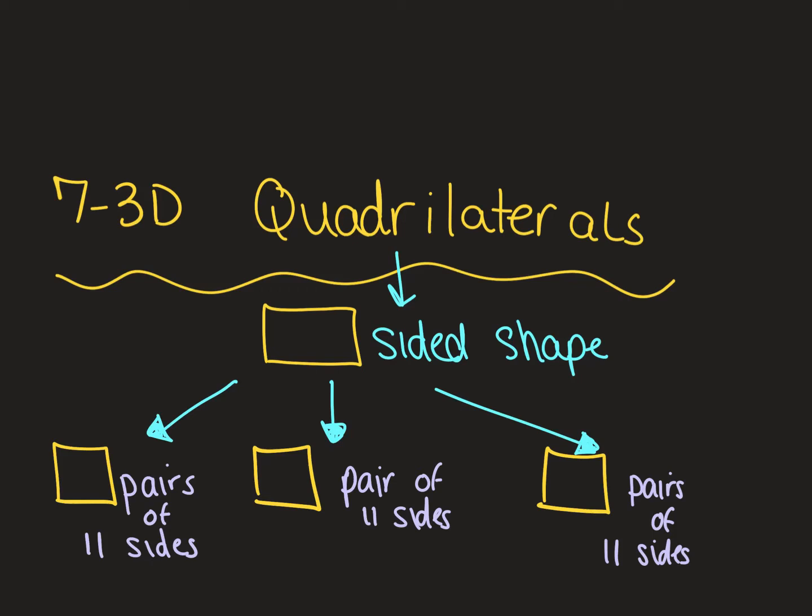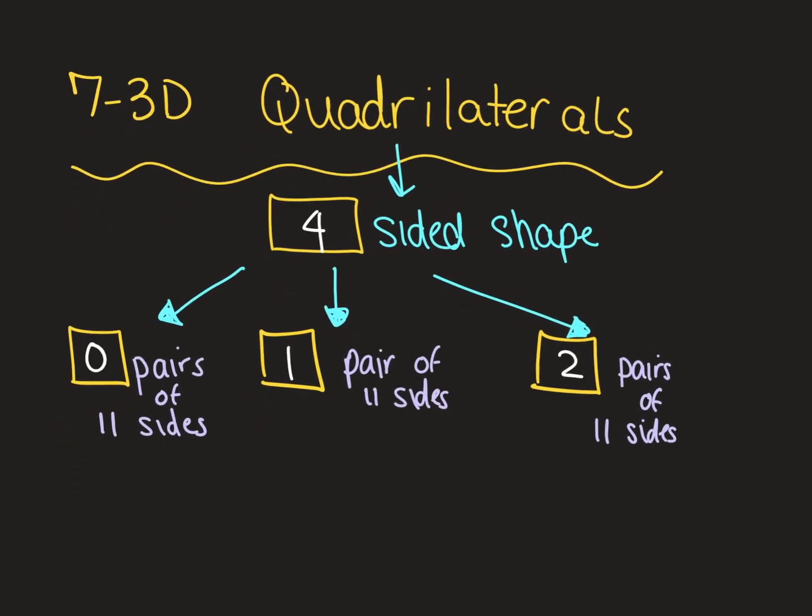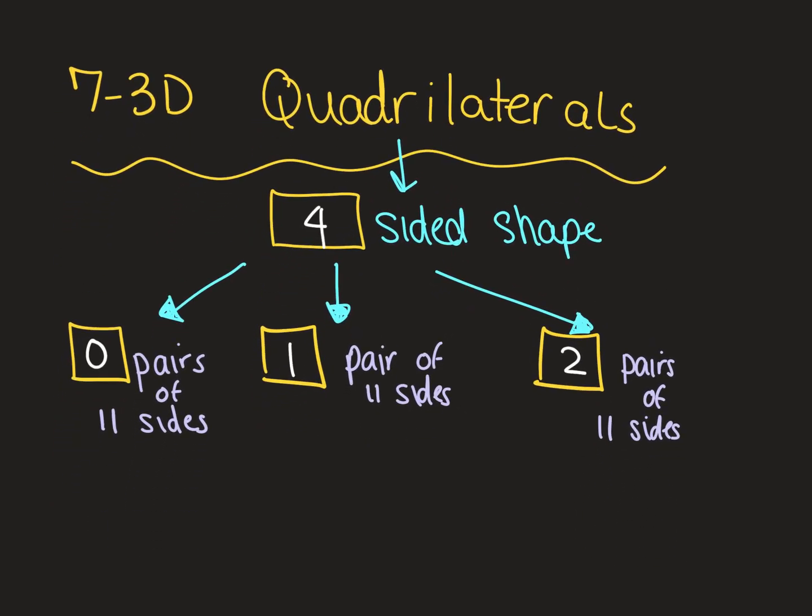Today's video is Chapter 7, Lesson 3D. We're going to talk about quadrilaterals. Quadrilaterals are four-sided shapes. You could have 0 pairs of parallel sides, 1 pair of parallel sides, or 2 pairs of parallel sides. And each of these categories has a name.